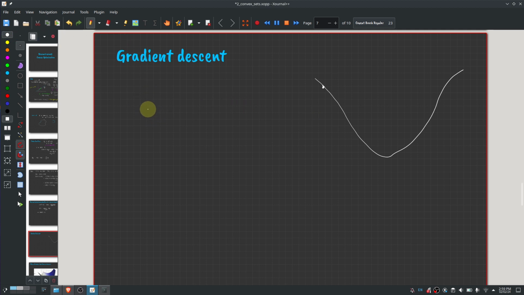So formally, gradient descent does the following. The algorithm is as follows. You start with an arbitrary x naught. Doesn't matter where you start. And you keep doing the following until you converge, maybe for a fixed number of steps, or eventually until the function value doesn't decrease anymore. You set x_t equal to x_{t-1} minus delta_t times the gradient of f evaluated at x_{t-1}.